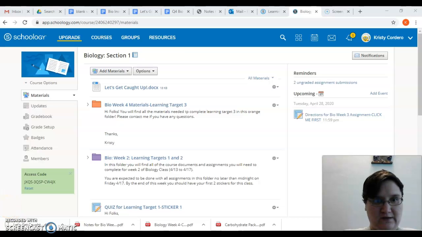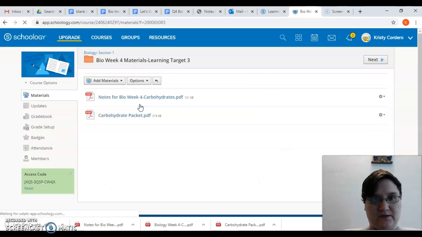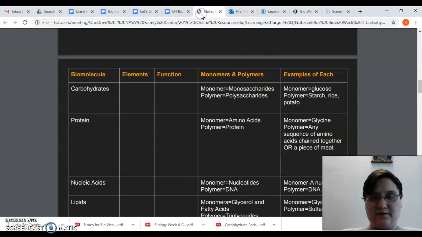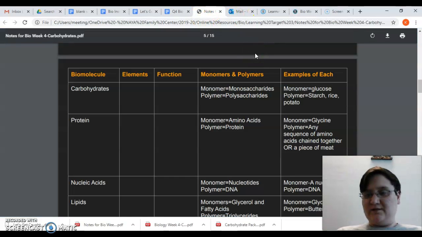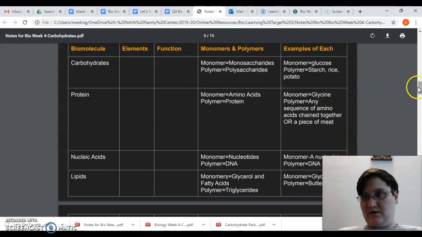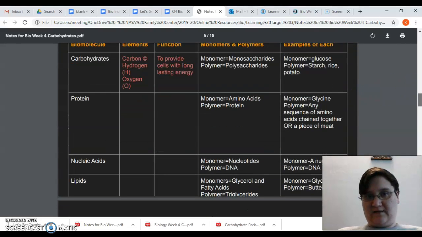Again, I went into Bio Week 4 materials, and I opened up my notes, right? Those notes are right here. If you're watching this video, you have completed sticker 1 and sticker 2. So you should have this table copied, and you should be looking at it. This is what was due last week, week 3, everything on here. So this is what we're adding this week.